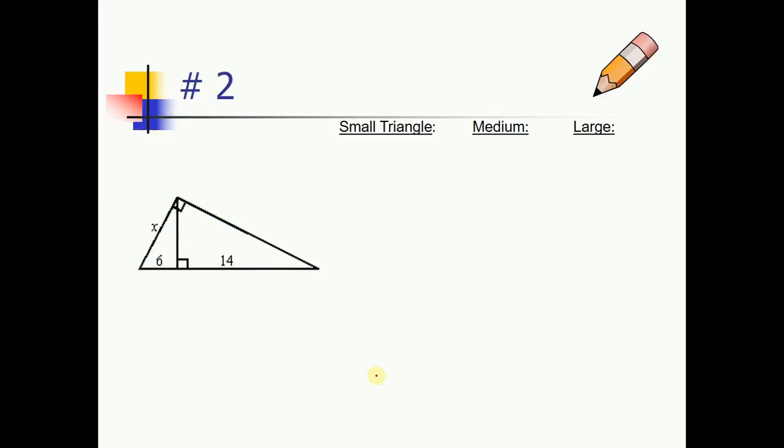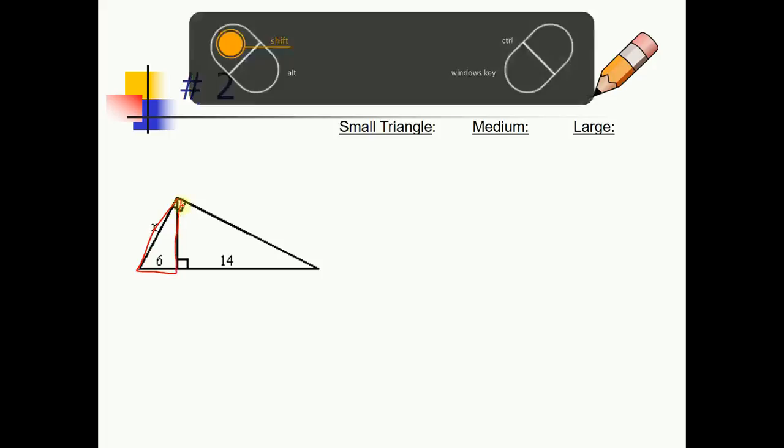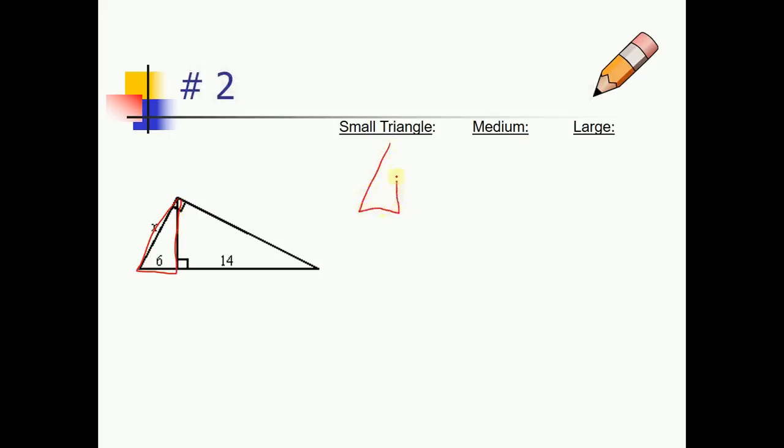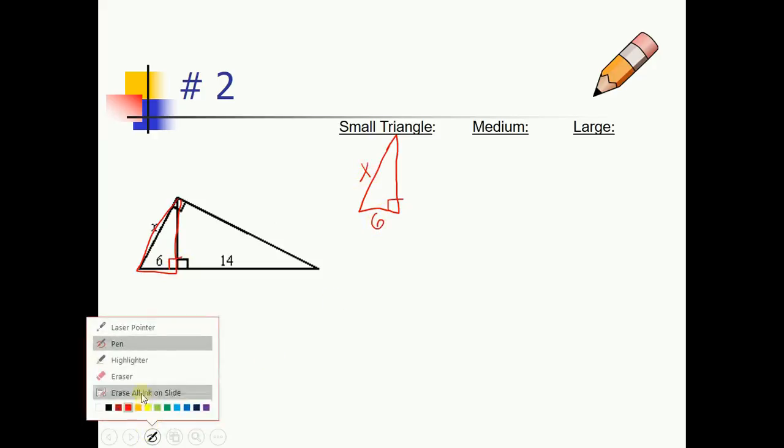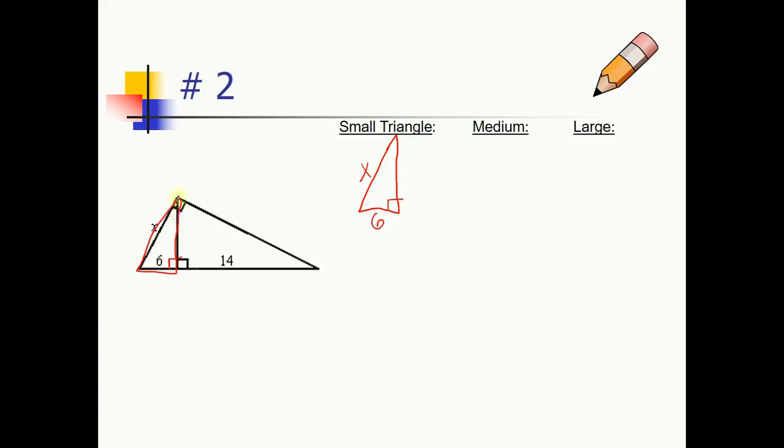So I need to draw out my triangles first. So this is my small triangle right here. So my small triangle, I'm going to draw him off to the side here. Here's my right angle. So it looks like, since that's my right angle there, this would be 6 and this would be x. I don't have anything on the long side. Let's go ahead and change color. I'm going to go to purple. I'm going to color in here my medium triangle.